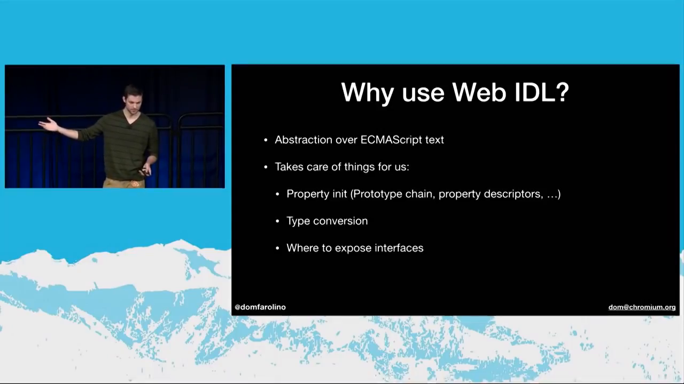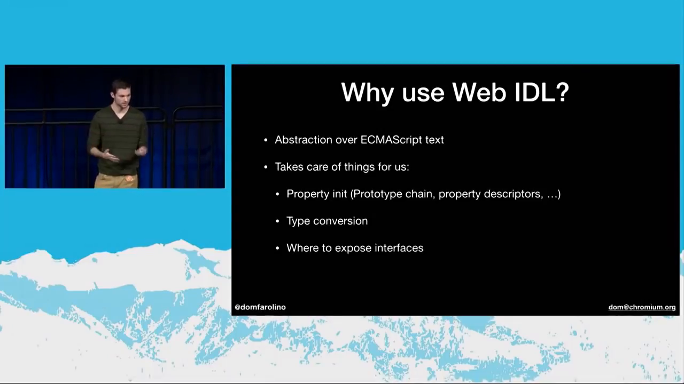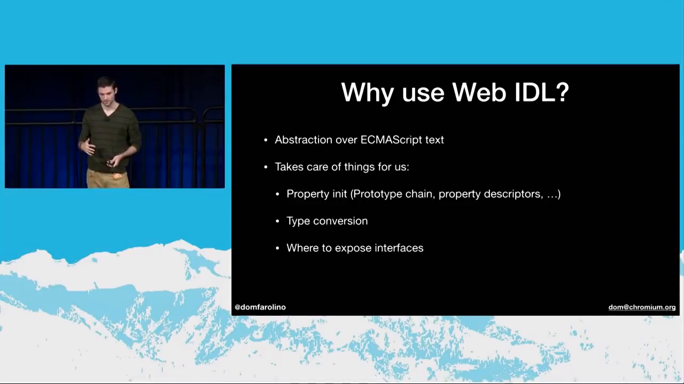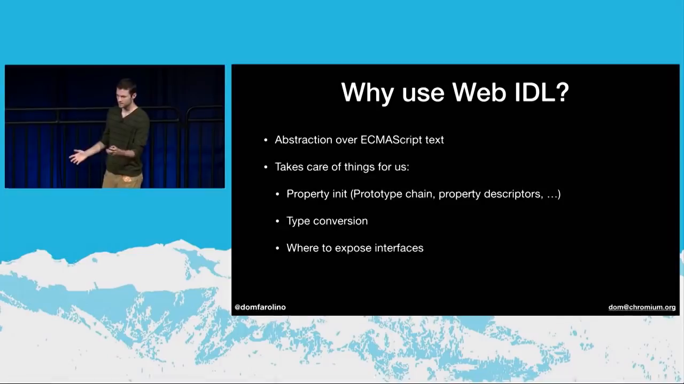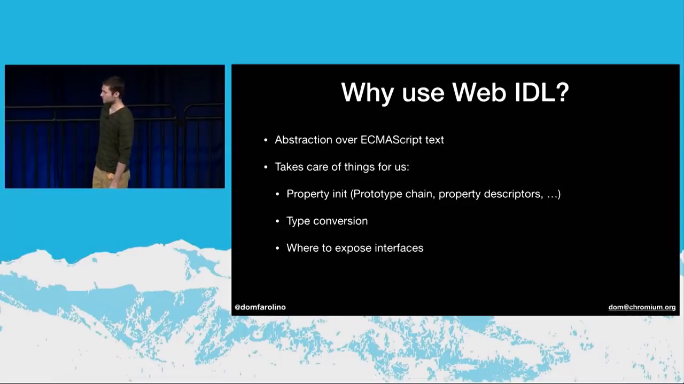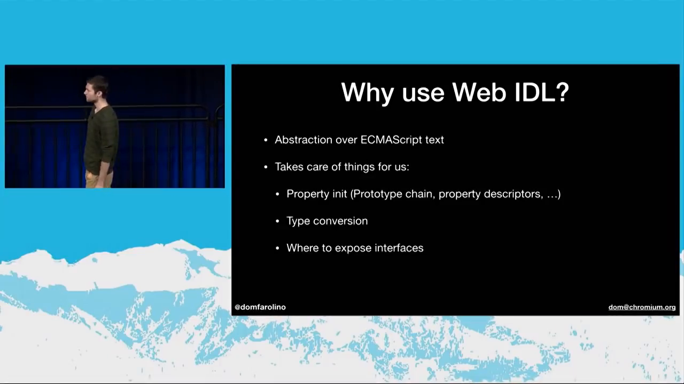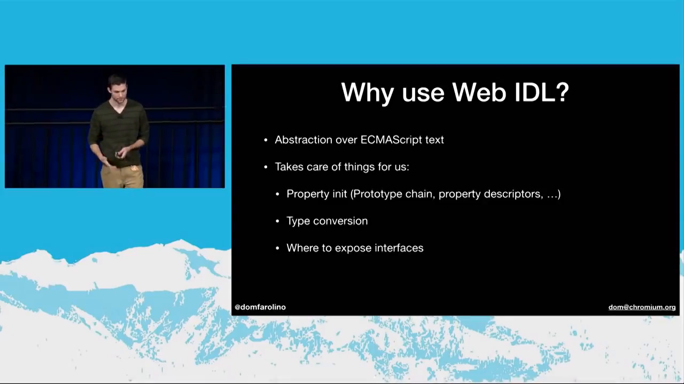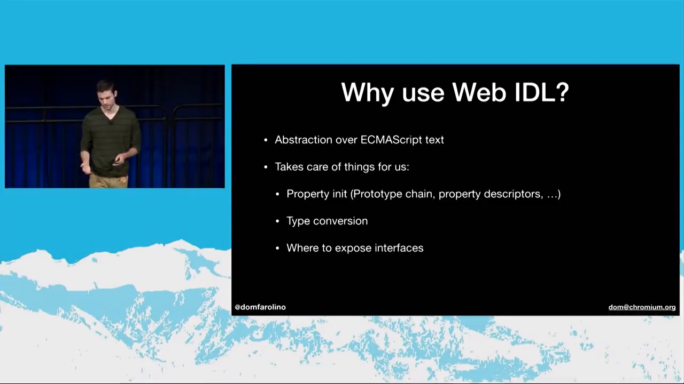We saw a really simple example of a type conversion, but you can imagine a much more complicated one. And we wouldn't want to repeat all those steps to convert things and make our assumptions everywhere we needed to in the spec. So we can use WebIDL to just abstract that stuff away. It also takes care of things like property initialization for us and other stuff like that. It also helps us define where our interfaces are exposed in a really expressive way, like we saw.